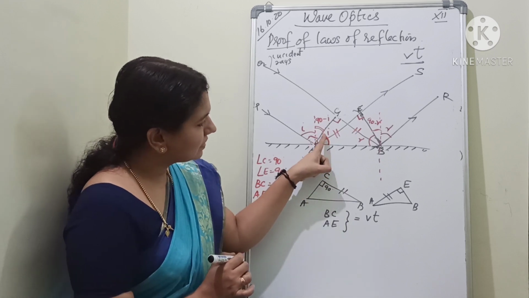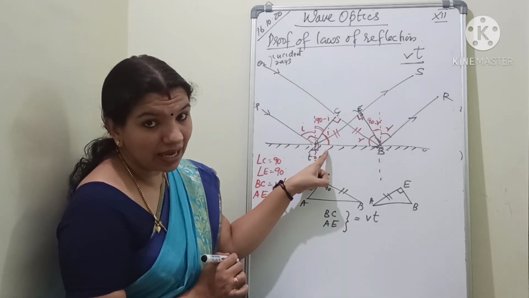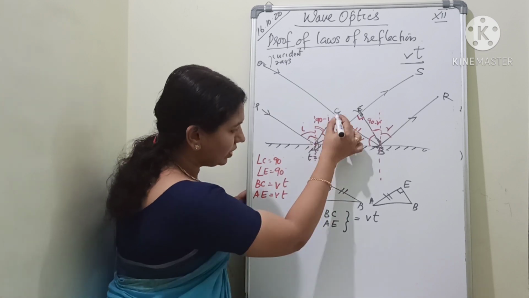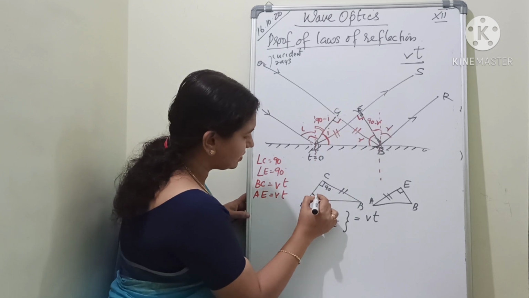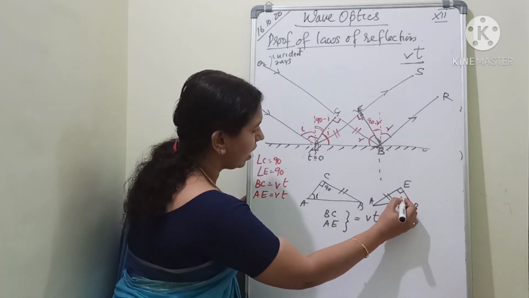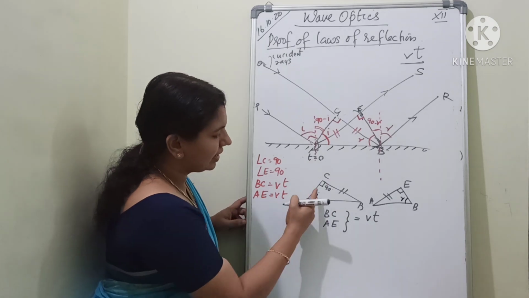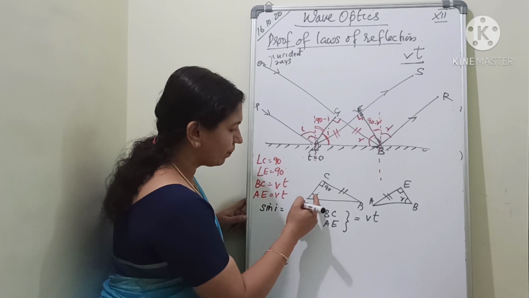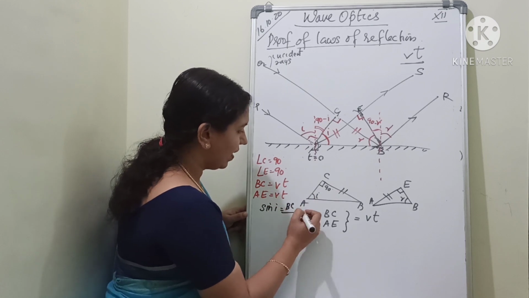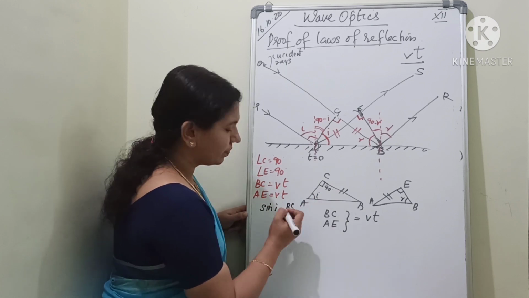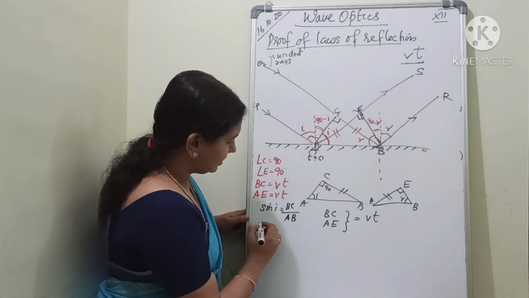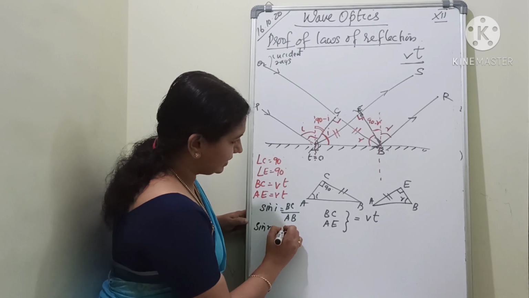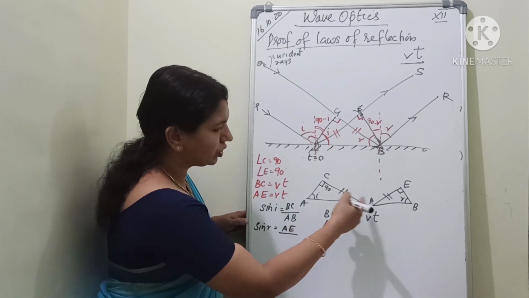Here I am taking sine I. So what is sine I from the figure? Because you got this angle as I, isn't it? Here you got this angle as R. So what is sine I? Sine I is opposite side by hypotenuse. So sine I is equal to opposite side BC divided by hypotenuse AB. Also, sine R is equal to, what is the opposite side? It is AE and hypotenuse is AB.